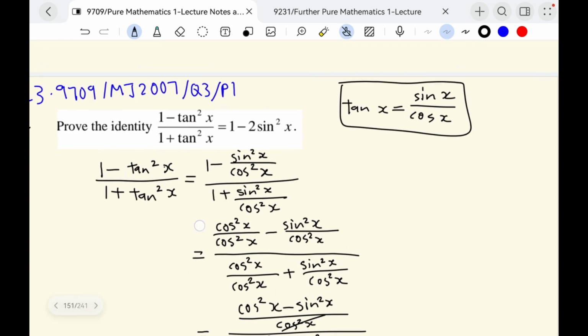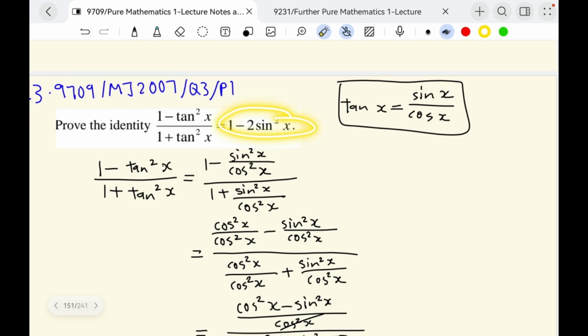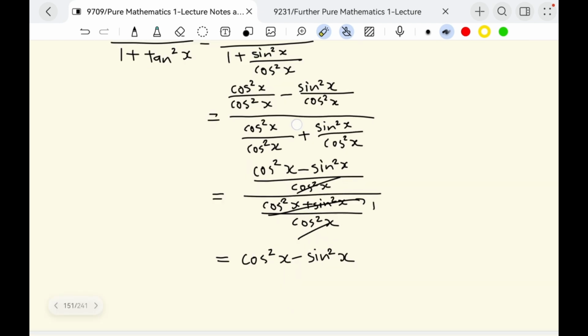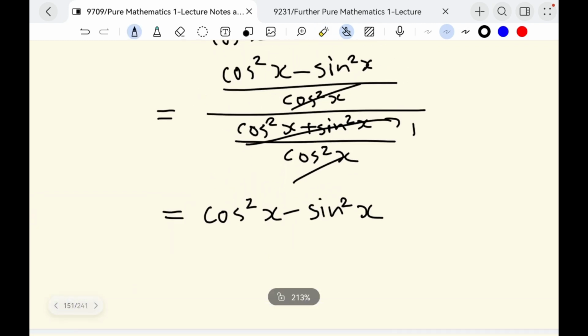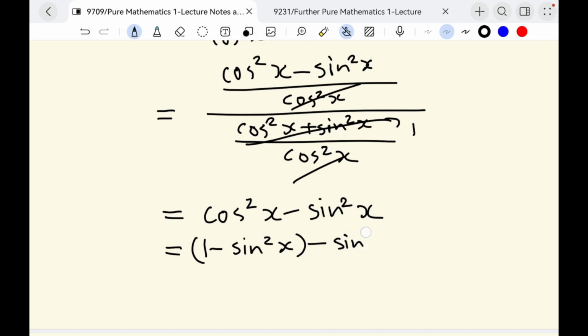But what the question shows is that the answer only has the term of sine square. So to get rid of the cos square, we still need to use the Pythagorean identities. Okay, so just replace it as 1 minus sine square x and then minus sine square x. So just simplify it as 1 minus 2 sine square x, so therefore proven.